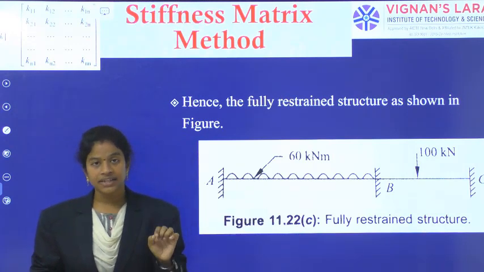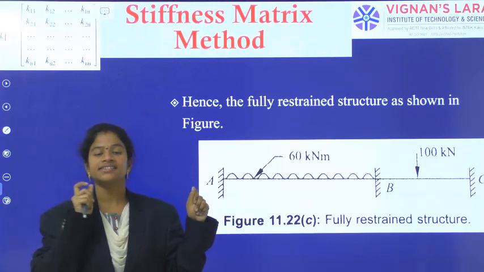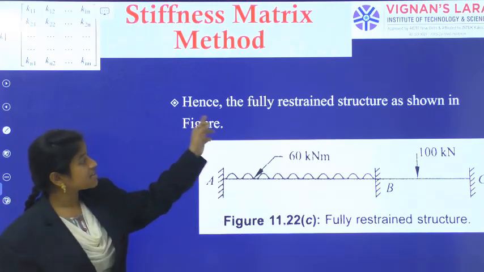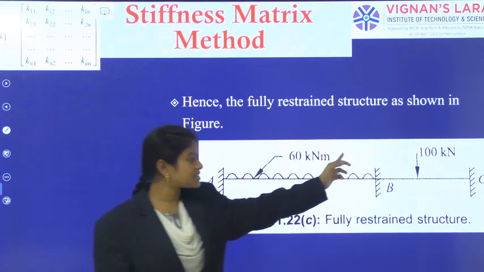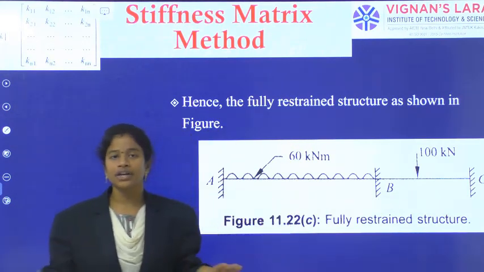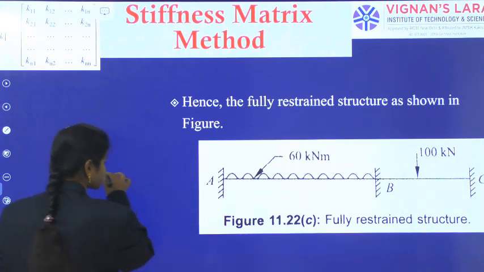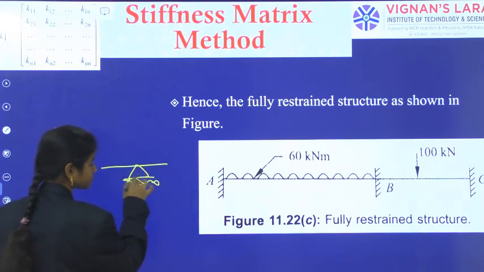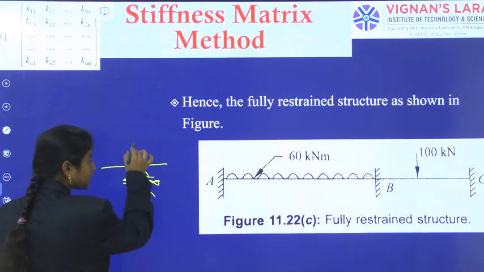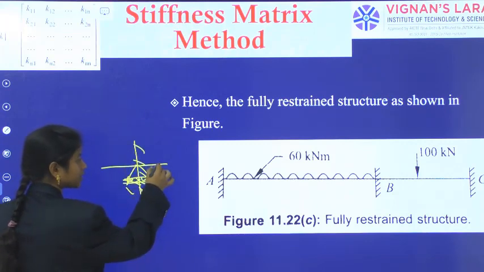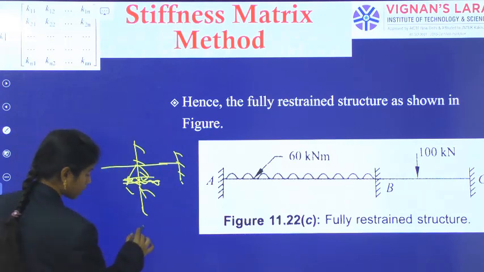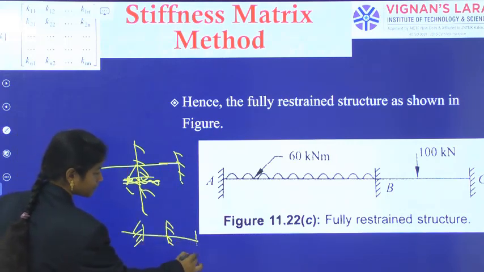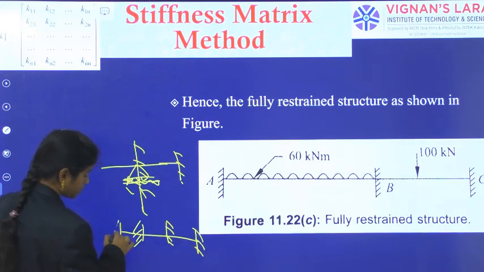And then the fully restrained structure needs to be generated. Hence the fully restrained structure is as shown in the figure, simply indicating fixity at every joint. Whatever the loading is, I only have to indicate it, and even though there is a roller, removing that, I have to indicate fixity. You can give the shading anyway. Either this indication or this indication is okay for any member. No problem at all.